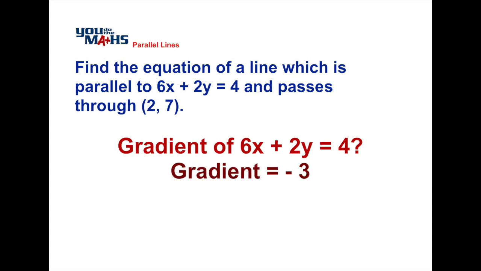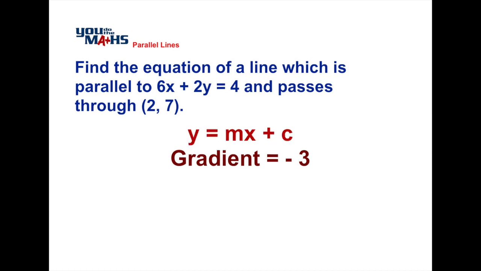So the gradient for this line is negative 3, and that means that the gradient of our new line is negative 3 because it's parallel to the old one. So we can substitute that into our original form of y equals mx plus c for our new line. And now let's substitute a point in to help us find c.